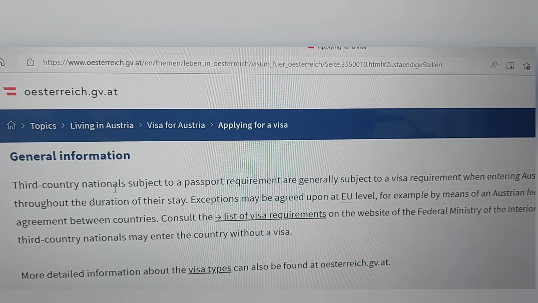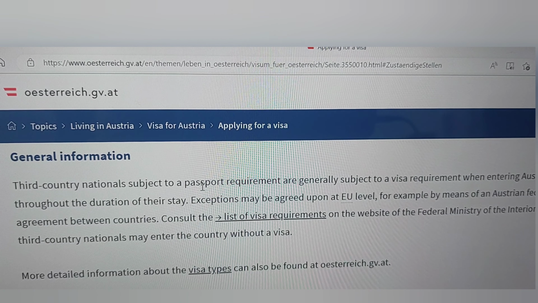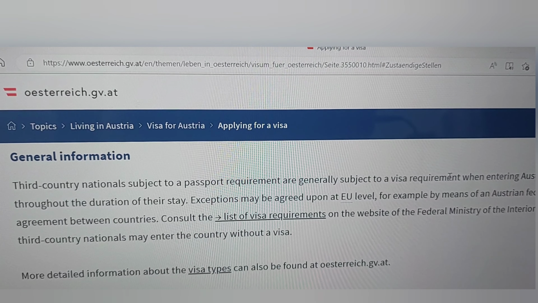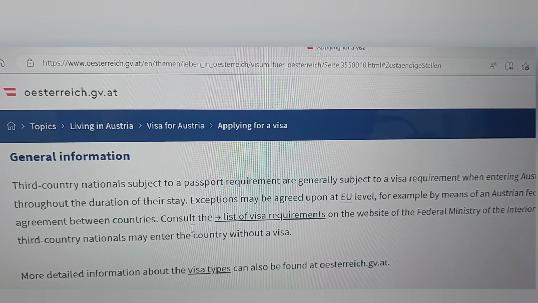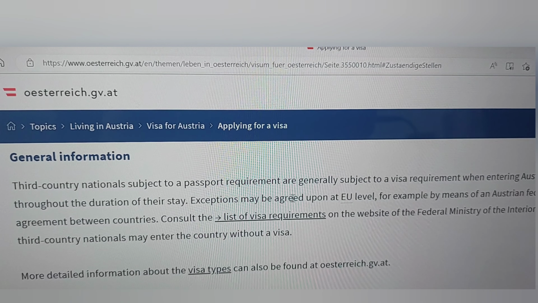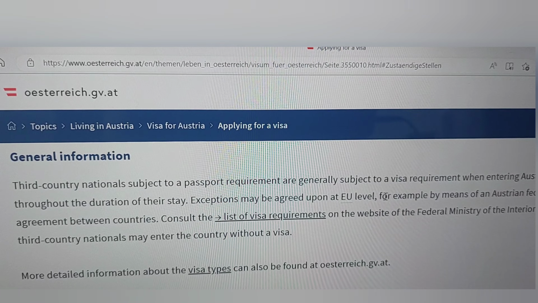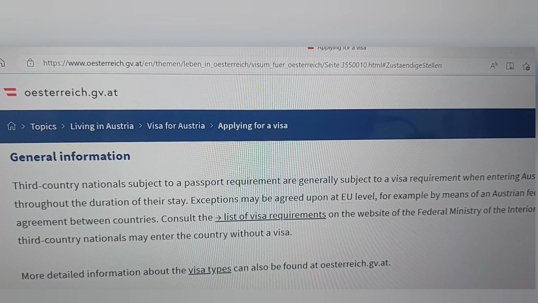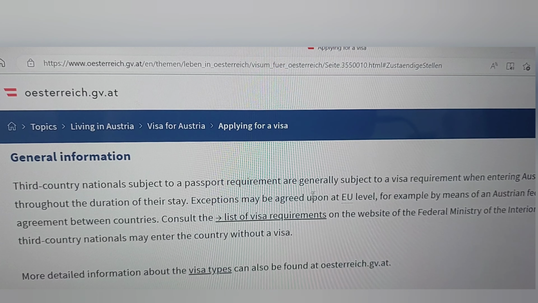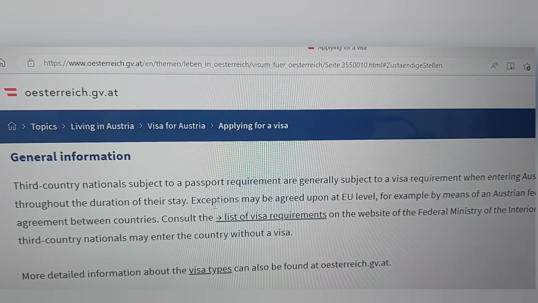Third country nationals subject to airport requirements are generally subject to a visa requirement when entering Austria and throughout the duration of their stay. Exceptions may be agreed upon at EU level, for example, by means of an Austrian federal law or an agreement between countries. That is that, you guys, please read it.